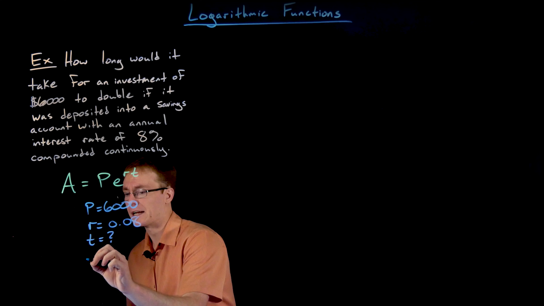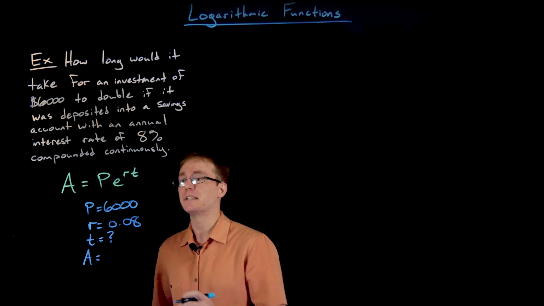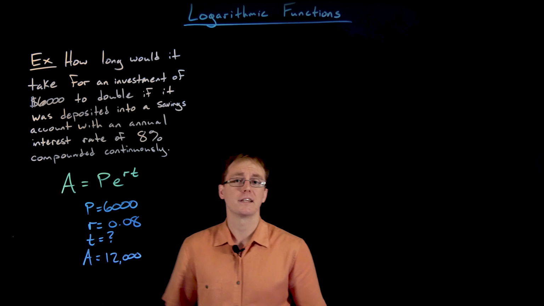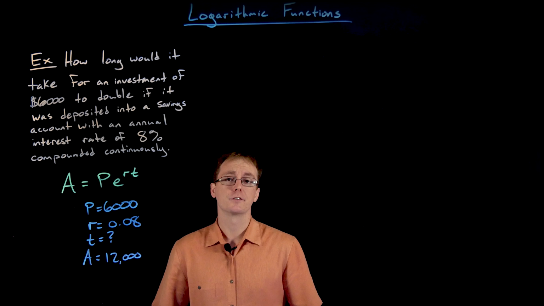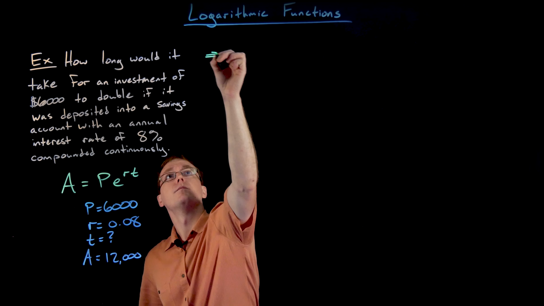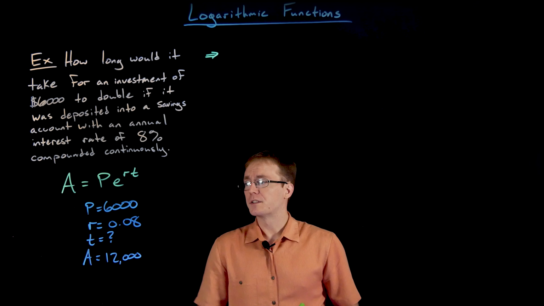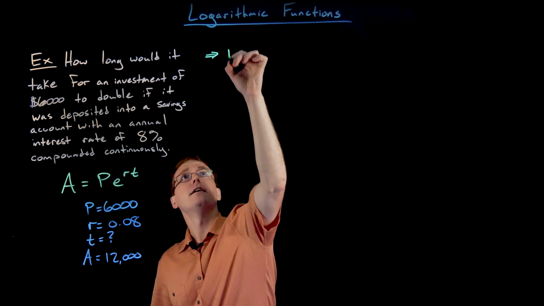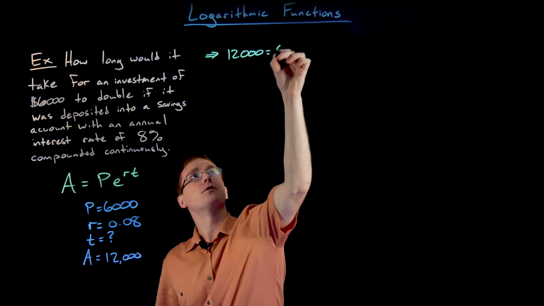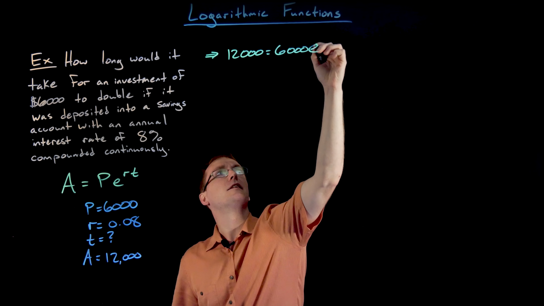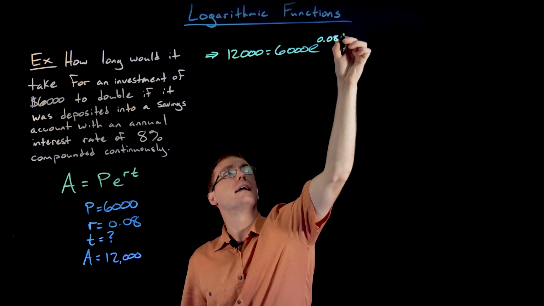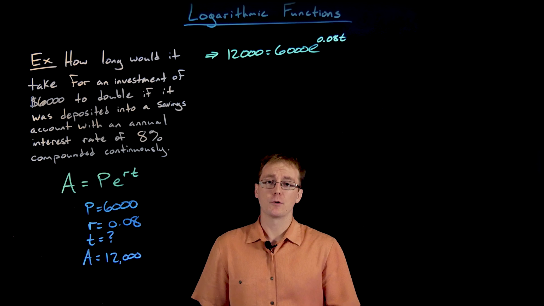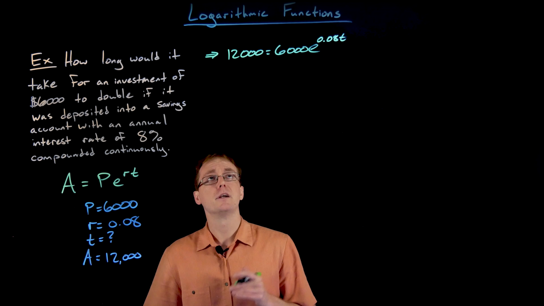And so if we want the amount to actually double, then eventually we're going to need A to be equal to twice that initial amount. So 2 times 6,000 will give us A equals $12,000. All right, and so now if we put all this information into our equation, A equals P times e to the rt, we get 12,000 is equal to 6,000 times e to the power of 0.08 times t. All right, and so now this is the exponential equation that we need to solve in order to answer this problem, and we can only take this equation so far.